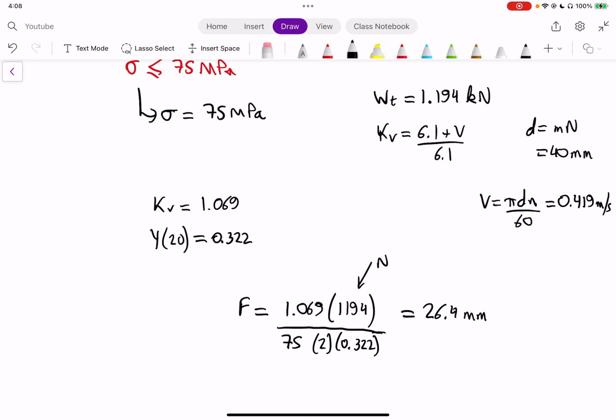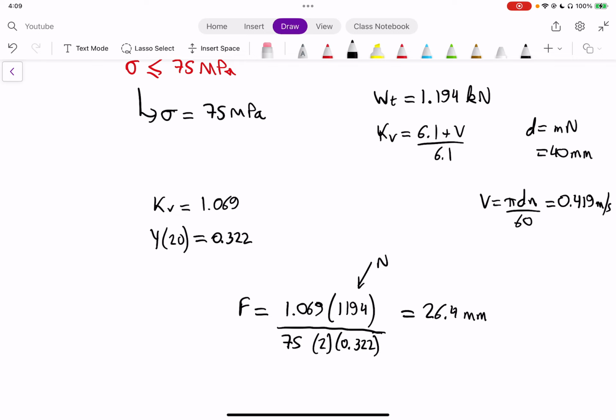Now, thinking about this a little bit, if you found that when you have a sigma of 75 megapascals, you get a face width of 26.4, okay? If you were to redo this problem, and this is where the discussion comes into play, you would think about it: should face width be 26.4, or should it be at least 26.4, or should it be greater than 26.4 or not?